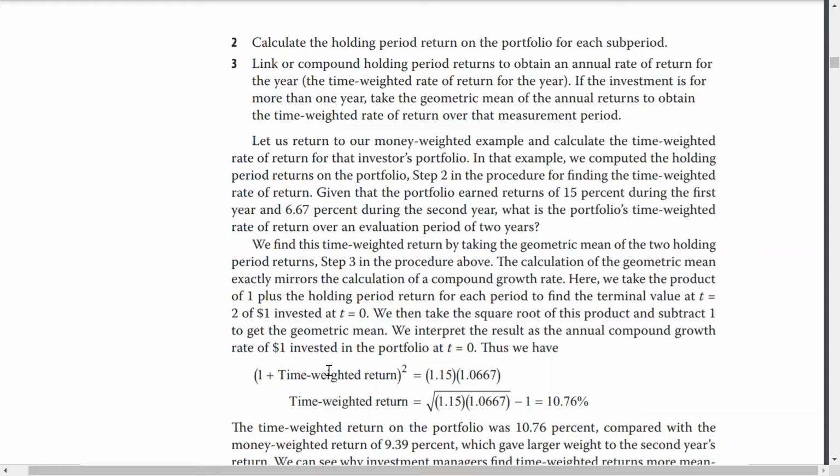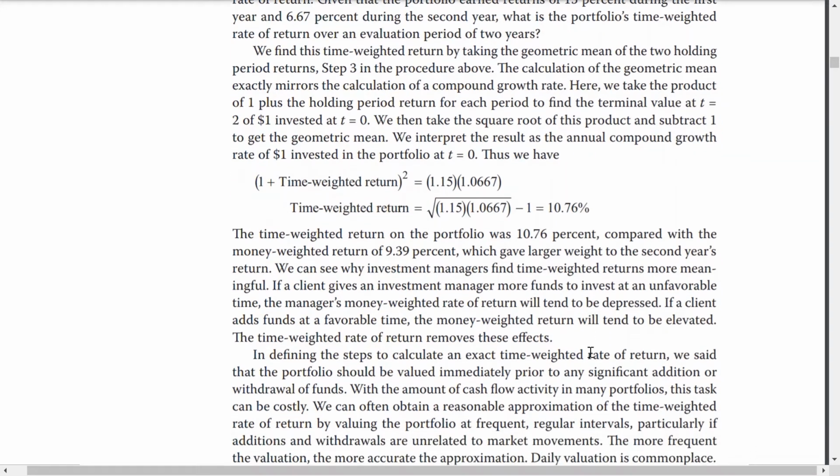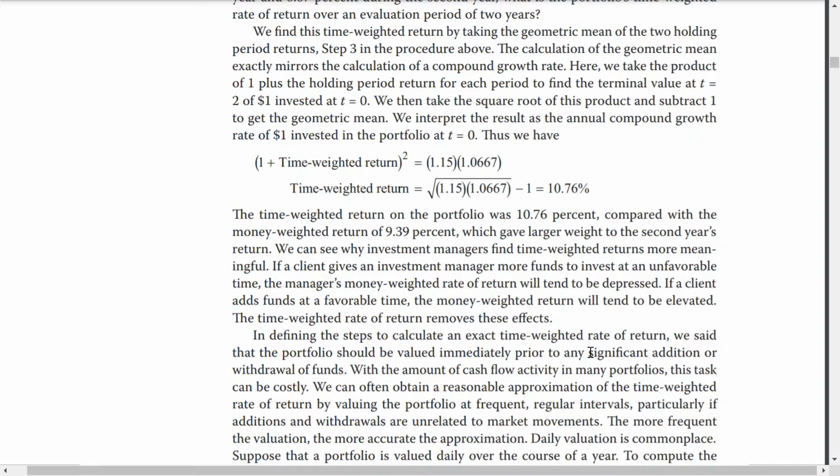Thus, we have 1 plus the time-weighted rate of return is equal to the square root of these two multiplied together. So the time-weighted return, if we move the square root to the other side, will give us 10.76%. The time-weighted rate of return of the portfolio was 10.76%, compared with the money-weighted return of 9.39%, which gave larger weight to the second year's return.